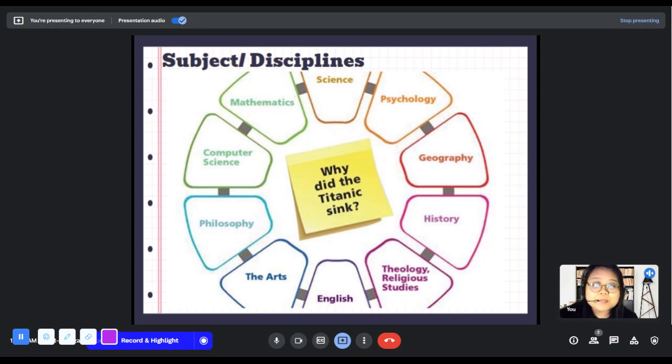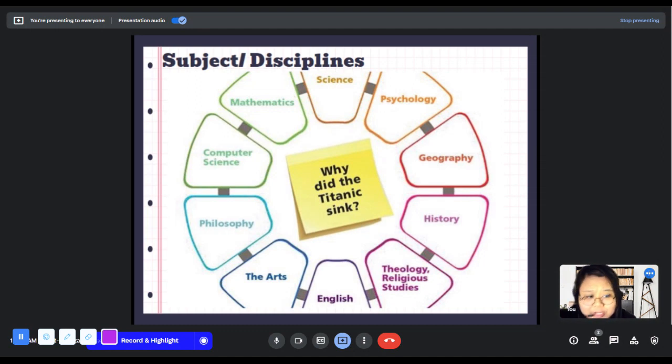Now, let us begin with the word discipline. As mentioned, discipline refers to a branch of academic study. For example, we have psychology, sociology, anthropology, mathematics, philosophy, and all other disciplines. Meaning if it's a larger type of academic study, then that will be a discipline.